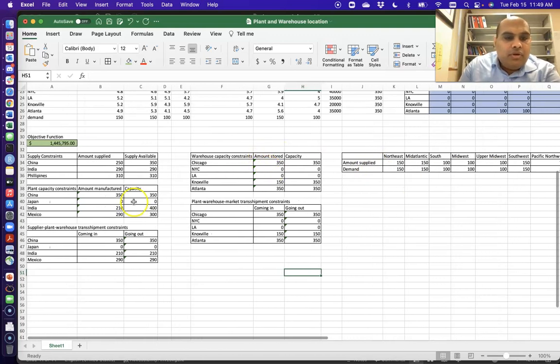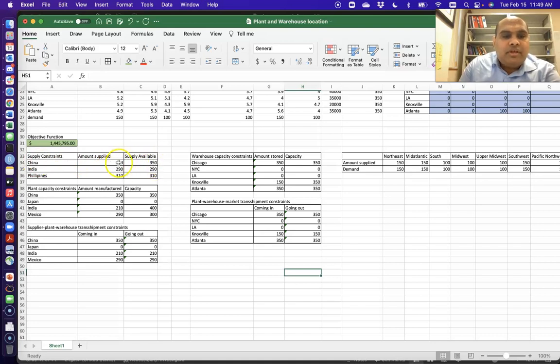Now, if you look at the less than or equal to constraints, you'll notice that the Chinese supplier had 350 million units available. You're just using 250 million units. The Indian and the Filipino supplier, you're maxing out the supply that's available with them, right? Now, as far as the plant capacities are concerned, you're maxing out the plant capacity at the Chinese plant. But for the Indian and the Mexico plants, you're not maxing out the capacity. For the Mexican plant, you're 10 units less than capacity, and for the Indian plant, you're manufacturing close to 190 units less than the capacity of the plant.